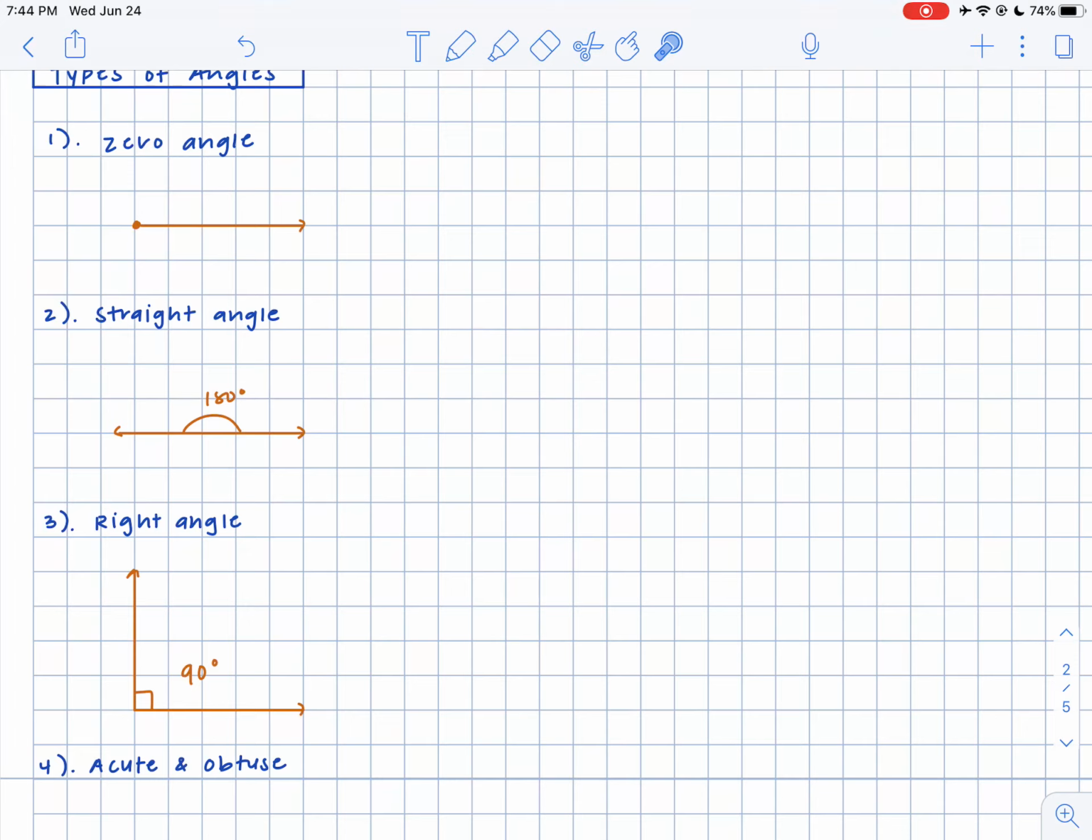Now, all these words I described, zero, straight, right, acute, and obtuse, these are words you use to describe a single angle, okay? And later, we will get into some vocabulary where we are talking about pairs of angles. So these words for now are to describe a single angle, okay?